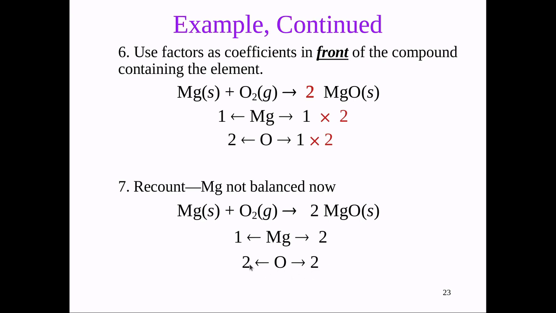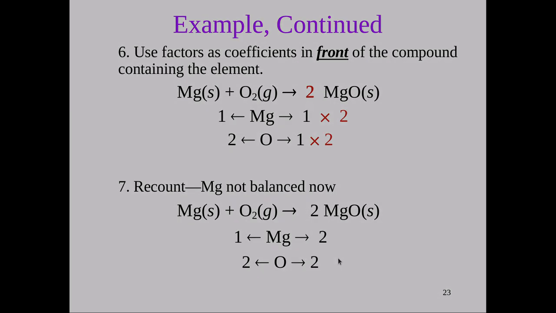But that's fine, and the reason is because this is a pretty easy one. Magnesium is all by itself over here. So by manipulating the coefficient in front of this guy, I can change the magnesium without affecting the oxygen. And that's what I meant when I said that you wanted to save the free ones for last. It's always convenient when you can change one of the coefficients and change one of the atoms without having to affect the others.